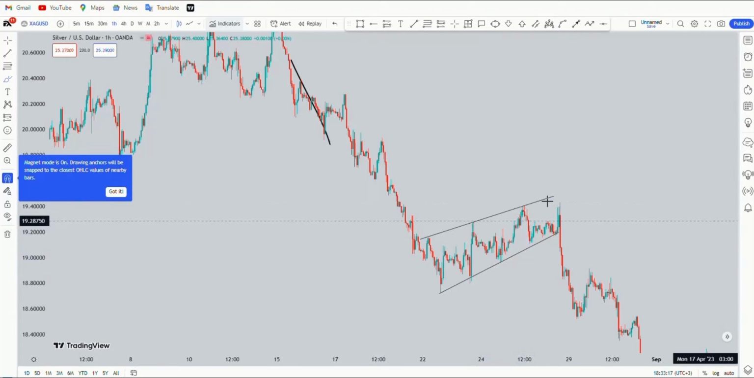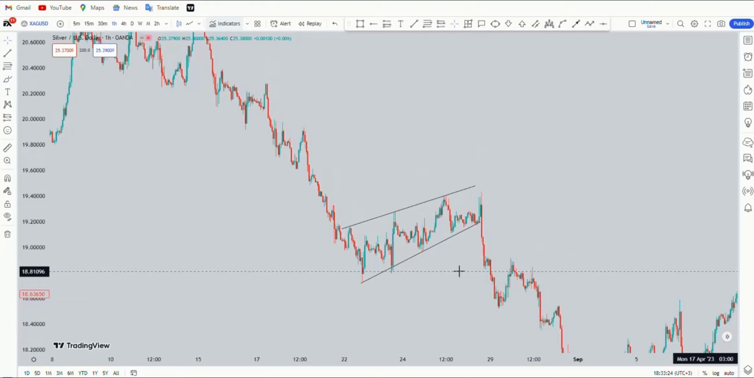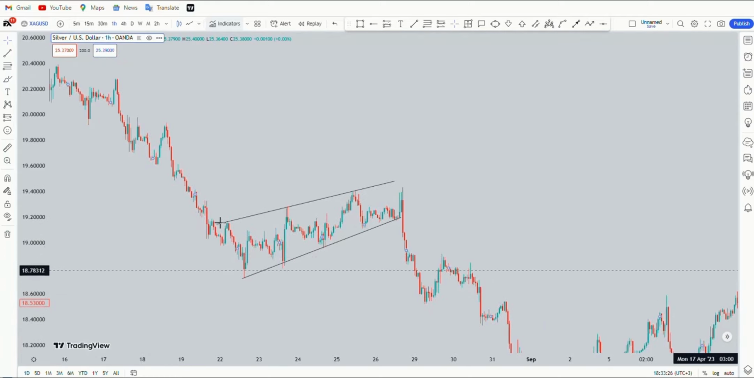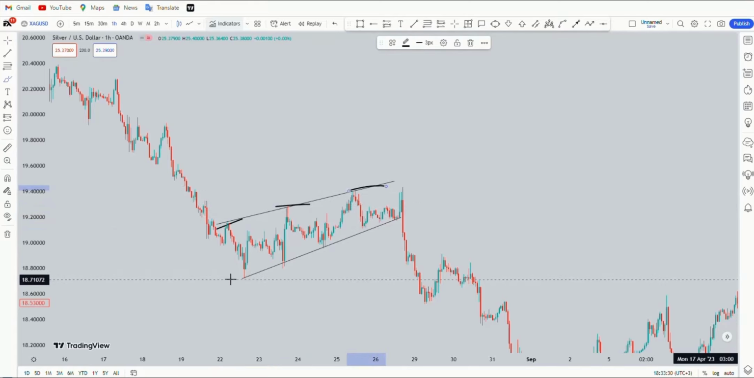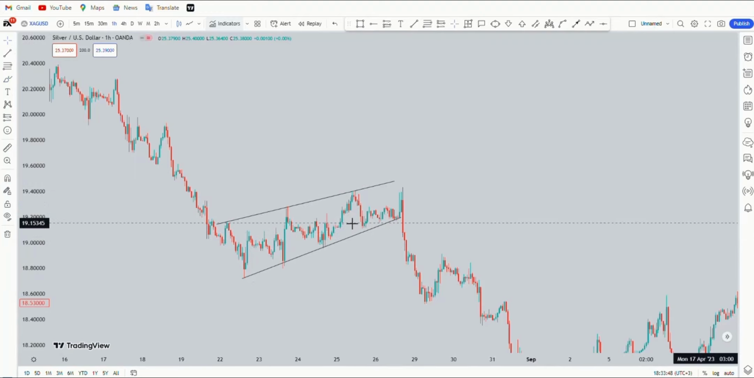Of course, when I got to see this flag pattern, I was like, it's time for me to make some good money in the market. So I just got my first touch here, second touch, third touch, and I also got my first support touch, my second support touch, my third support touch, and you see guys, the market started giving up, started building up for a breakout.